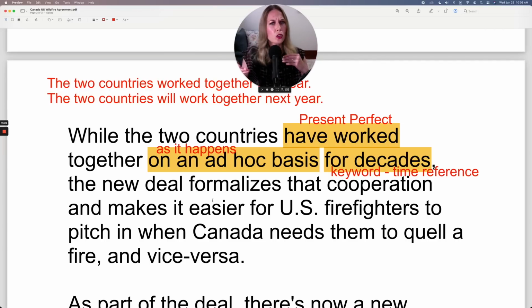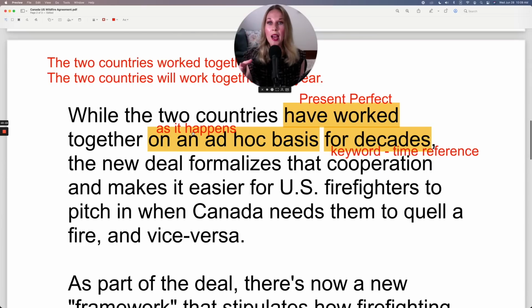I decide where to travel to on an ad hoc basis, which means when I need to travel, let's say once every 3 months, I just decide at that moment as it happens. I don't decide in advance. Or you could say, we solve problems on an ad hoc basis, which means as the problem happens, you decide how you're going to solve it. You don't necessarily have a process that you decided on in advance to solve that problem.